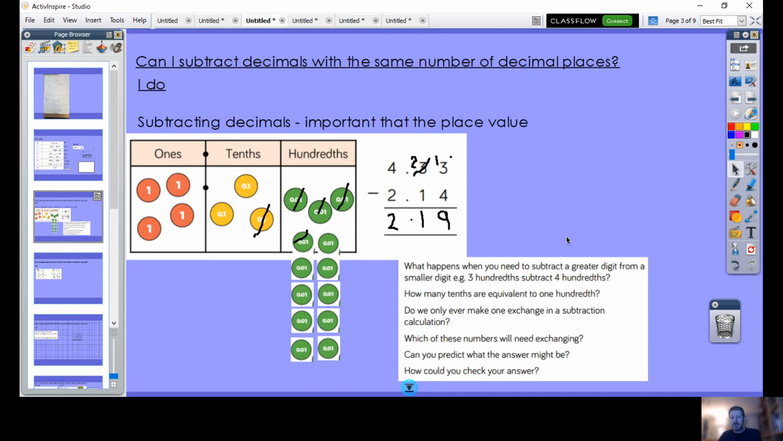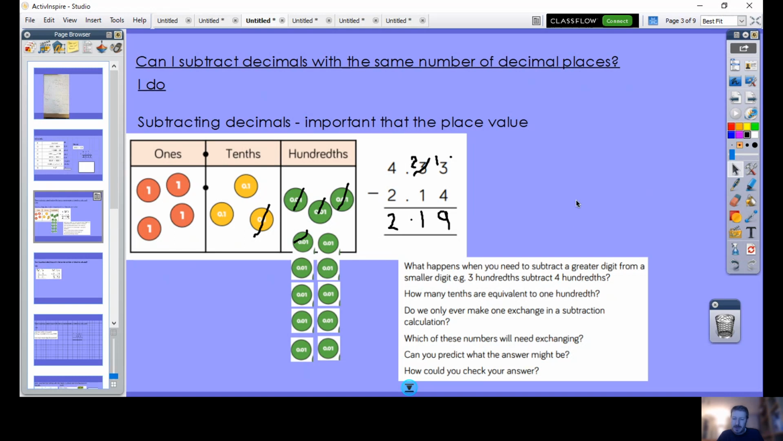So what happens when you need to subtract a greater digit from a smaller digit, e.g. 3 hundredths subtract 4 hundredths? What do you need to do? You need to exchange. Do we only ever make one exchange in a subtraction? No. Sometimes we might need to make 1, sometimes 2, sometimes 3, sometimes none. So we don't always need to make one exchange. It could be none or it could be more.